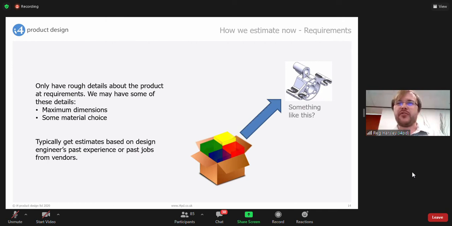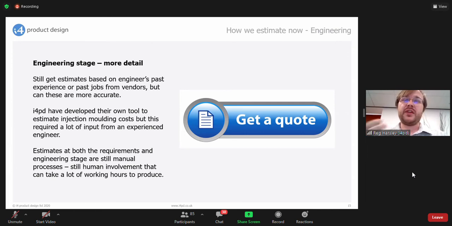They have their box of bits that they might rummage through, and then after you've described the part, they pull it out and they go, "It means something like this," and they can give you a cost on that. As you get through to the engineering stage, when you've actually got CAD designed, you might work from engineers' experience, or you send stuff out for quotation to get a rough idea of how much things are going to cost. In the past, I've looked at developing their own tool to estimate these costs, but it still takes a lot of input from experienced engineers.